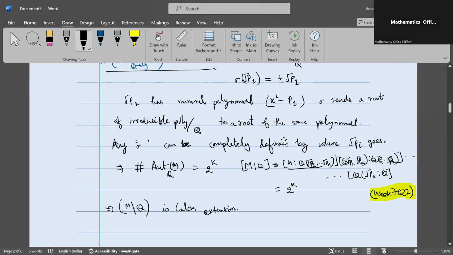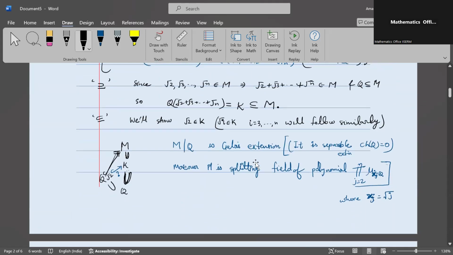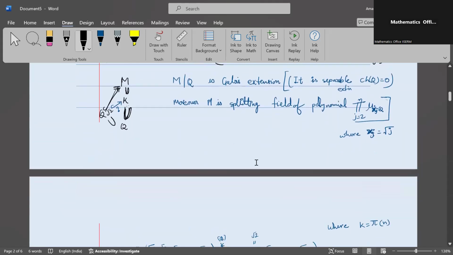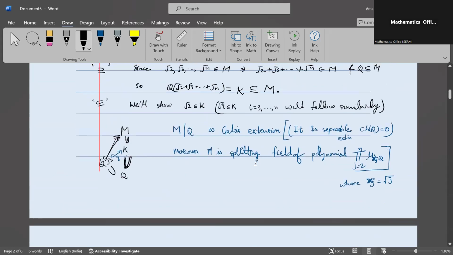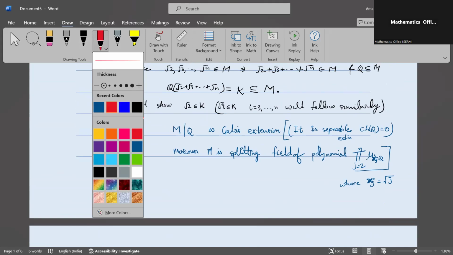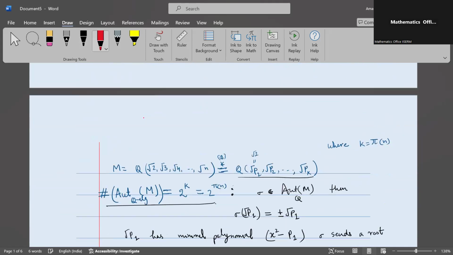Now what we want to show, if it is Galois, is that Q(root 2) is contained in K. This is a subclaim, and this is the explanation for why it is Galois.